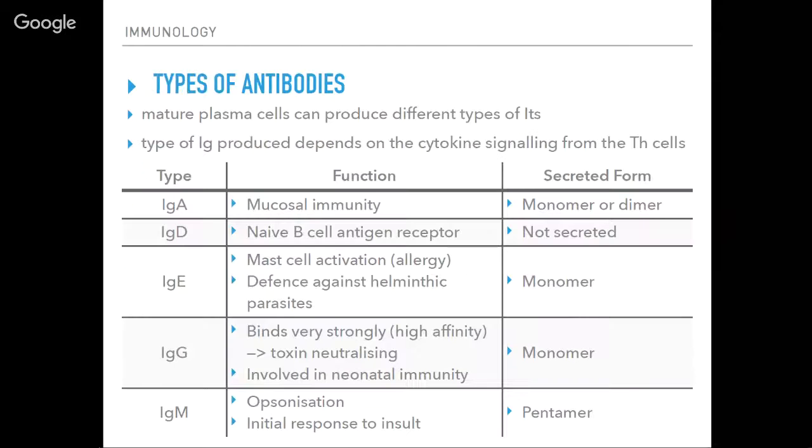All right. Types of antibodies. You can kind of read this yourself. The most important thing to remember is IgG is involved with immunity for babies. It's the one that can cross the placenta. It's the one that goes out through breast milk as well.